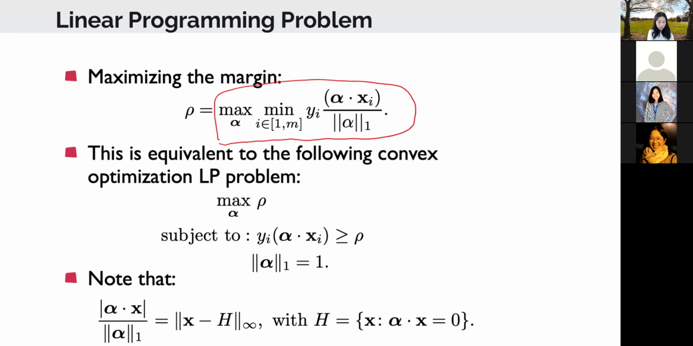Okay, so I'm not going to go into too much detail of this, but this is just to give you an idea that although AdaBoost is very powerful, it is not the optimal solution in terms of the margin. The margin could be solved better in a more optimal sense using this linear program, a convex optimization linear program.